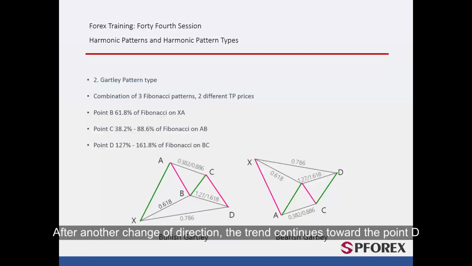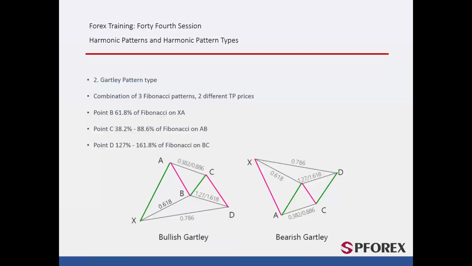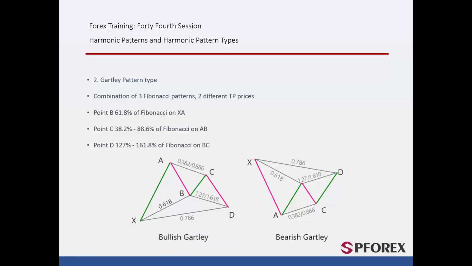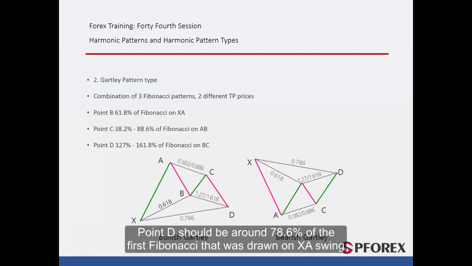After another change of direction, the trend continues towards the point D. The last Fibonacci should be drawn on the BC line, and D has to be in a region between 127% and 161.8% of the third Fibonacci. Point D should be around 78.6% of the first Fibonacci that was drawn on the XA swing.